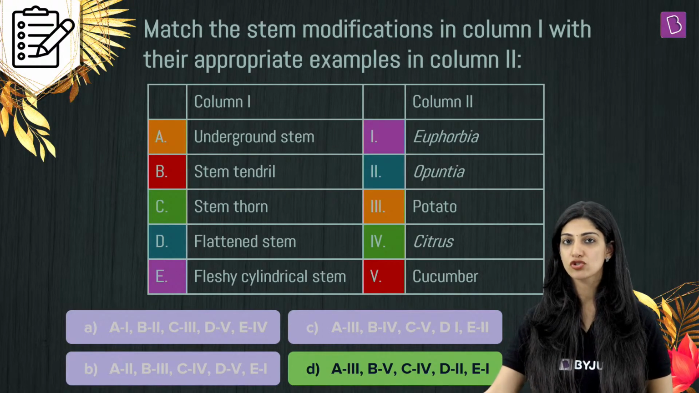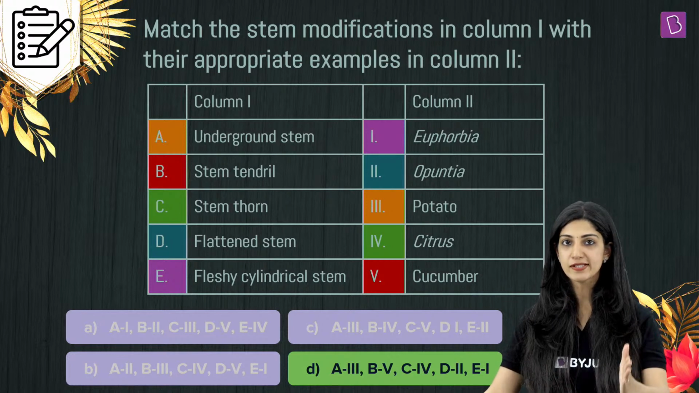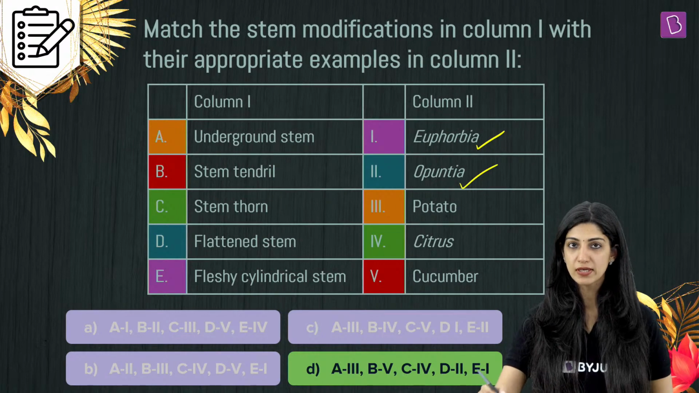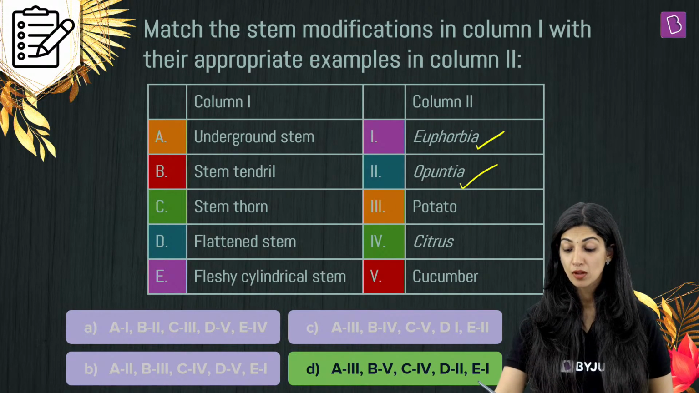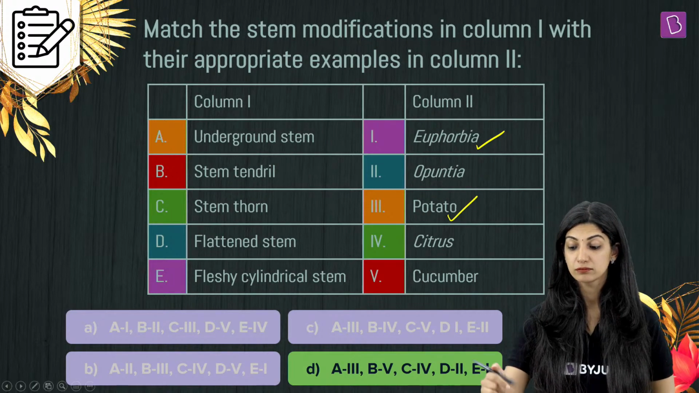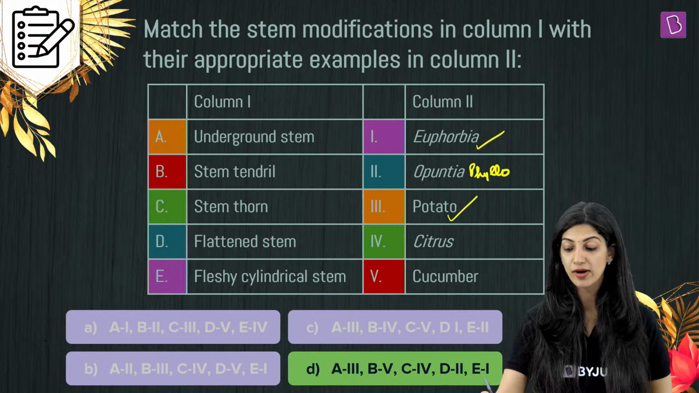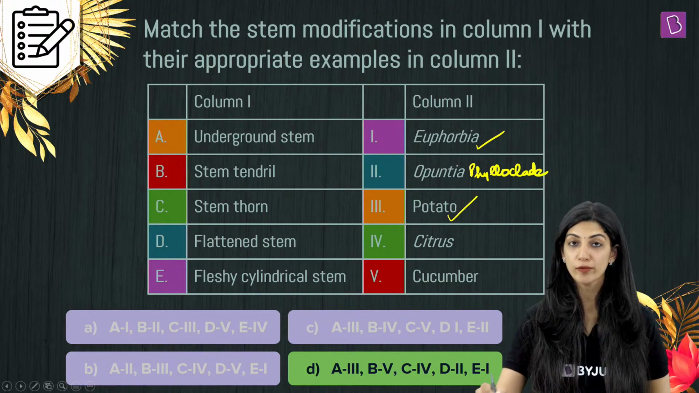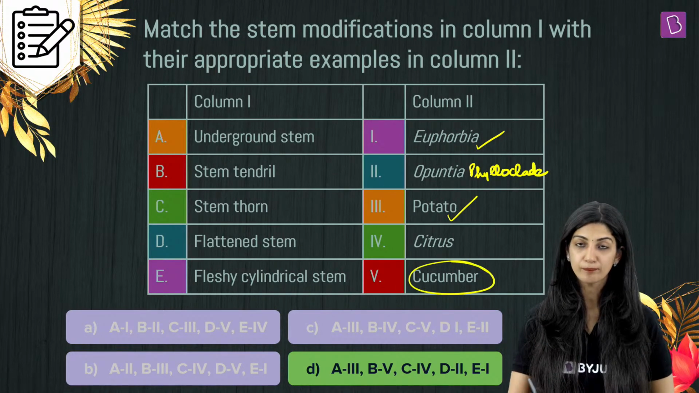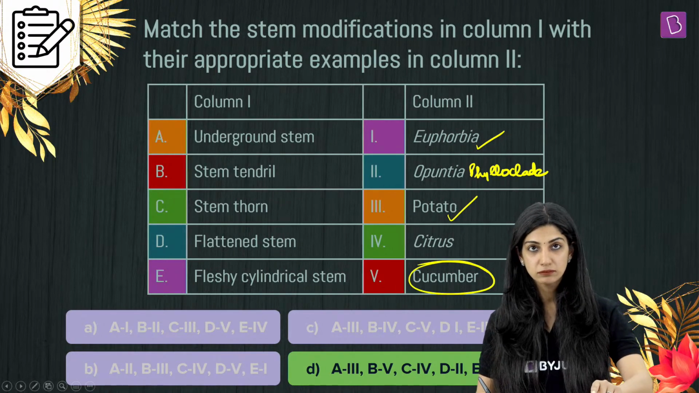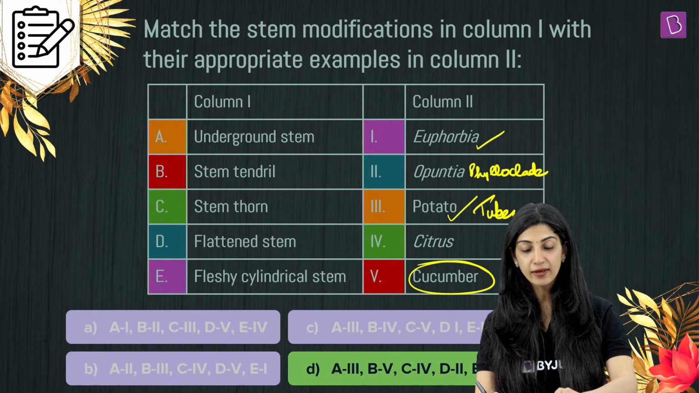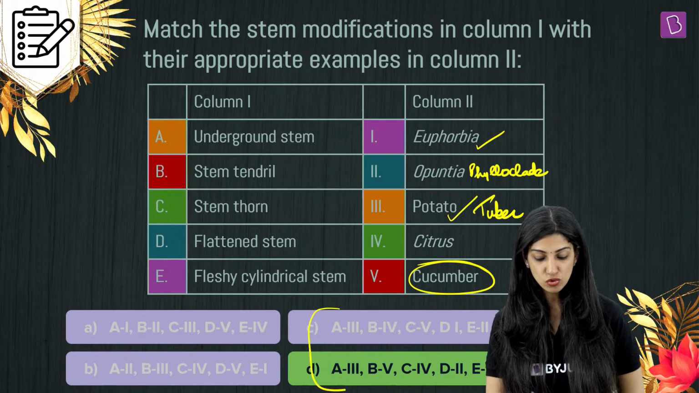Now if you solve this question, we will use the elimination method. Let's go. Underground stem, Euphorbia, Opuntia, both are xerophytic. Thorns, potato. Opuntia is phylloclade, not thorns. I don't know why I keep saying thorns. Euphorbia is xerophytic. Stem tendril, what did I say? Cucumber. Now, underground stem in this case is clearly the tuber or the potato. So A matches with these two options.